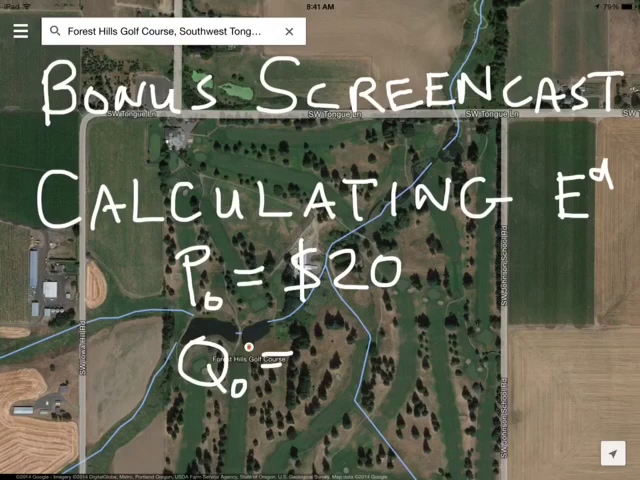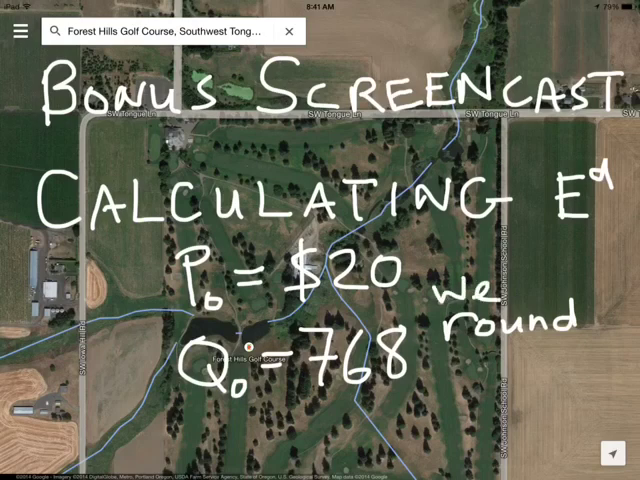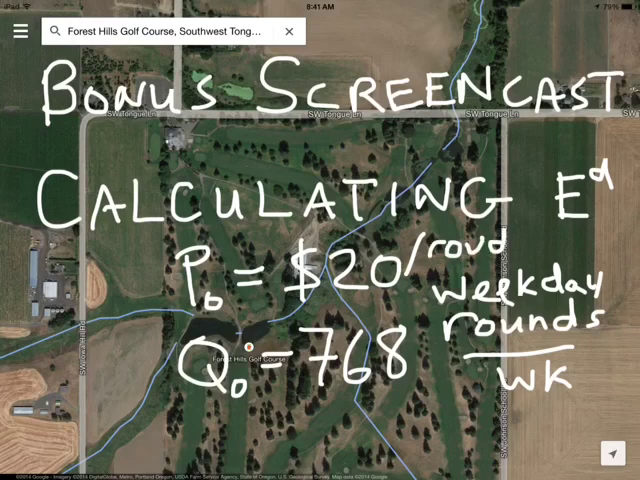And let's say they offer 768 weekday rounds per week. So that's our example, dollars per round. And then price is going to go up.